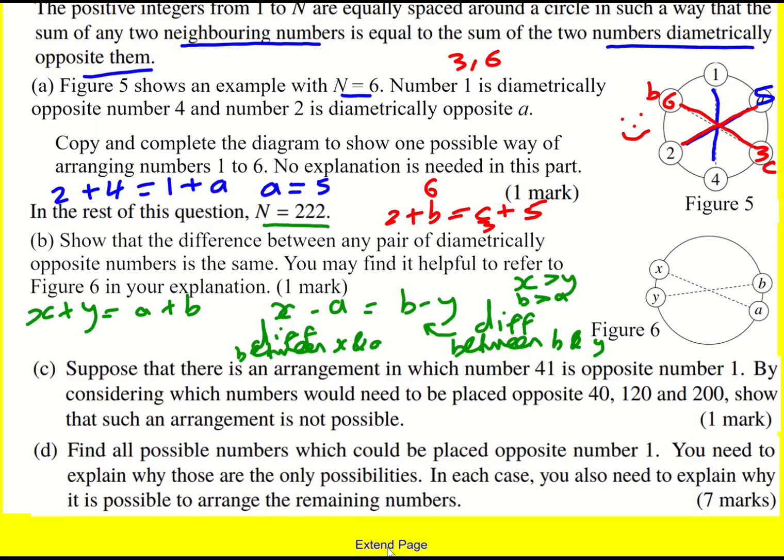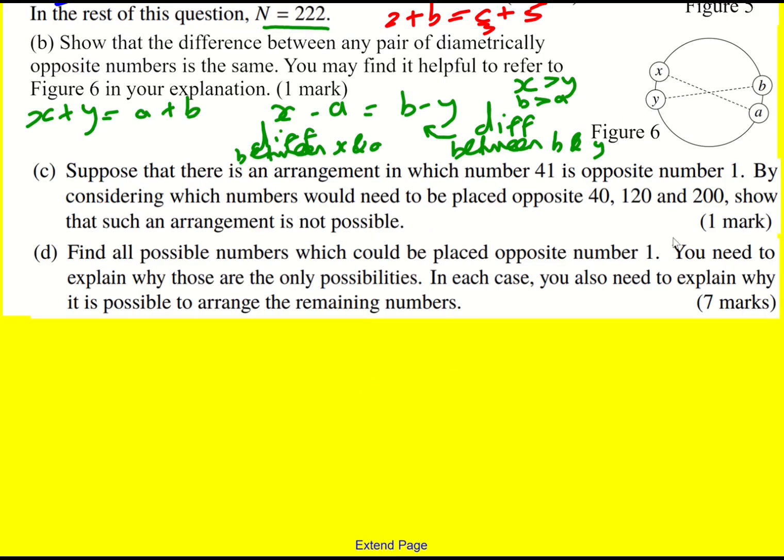We move on to C. Suppose that there's an arrangement in which 41 is opposite 1. So I could write them in a little pair like this. By considering which numbers would need to be placed opposite 40, 120, and 200, show that such an arrangement is not possible. So we would achieve a difference of 40 from these two numbers, and from part B, we've just shown that the difference always has to be the same. So the difference is 40 for all diametric opposites.